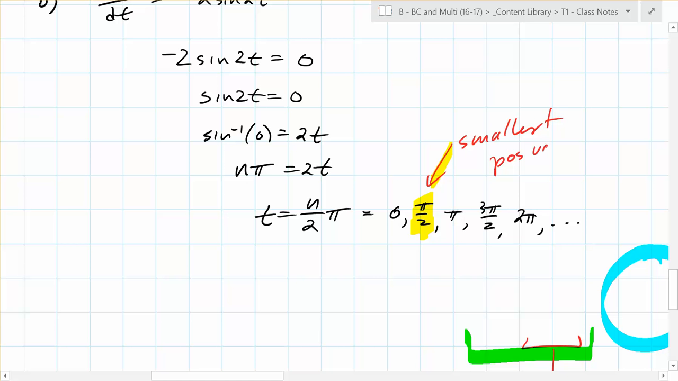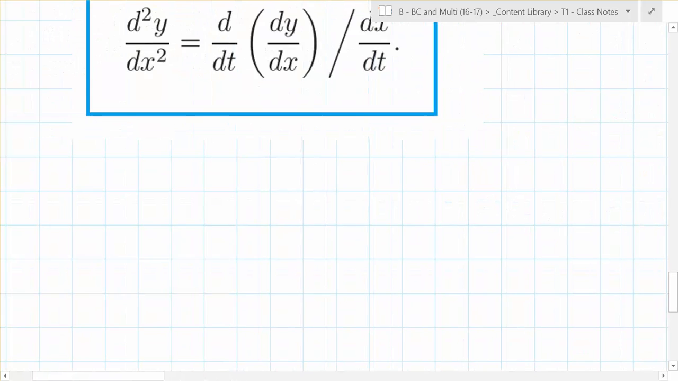How do you feel about what we've done so far? It's getting a little harder, right? It's getting a little tiny bit harder. Part C is where it gets fun.